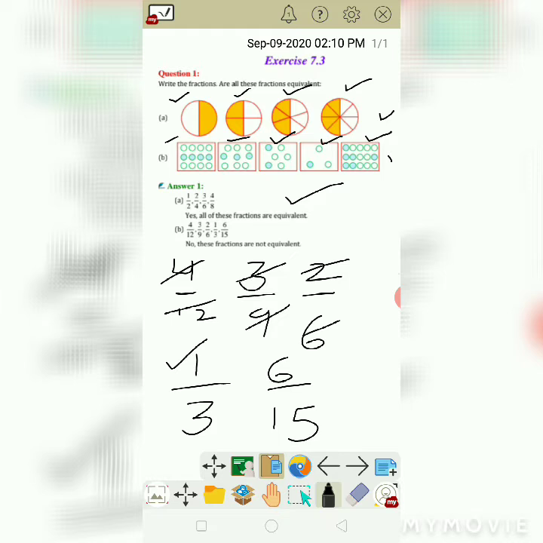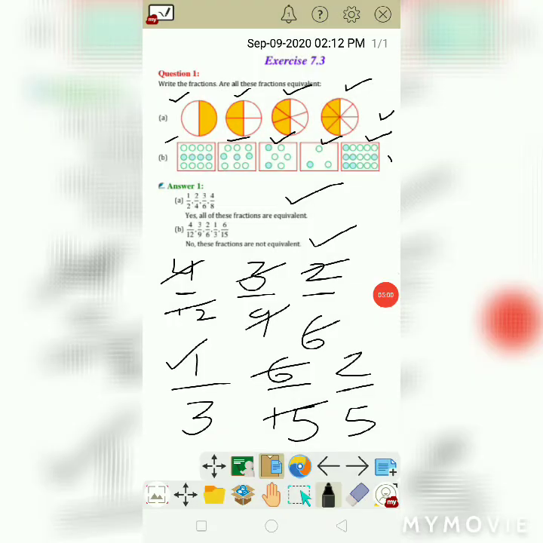But if you cancel 6 by 15, what will you get? 3 2s are 6 and 3 5s are 15. You will get 2 by 5. So all these fractions are not equivalent fractions, right? So this is question number 1. Let us move on to question number 2.